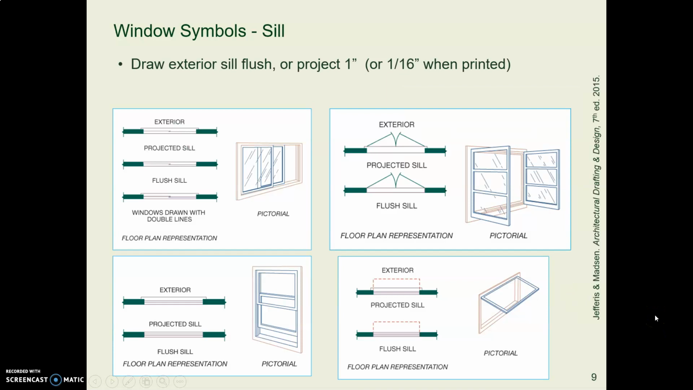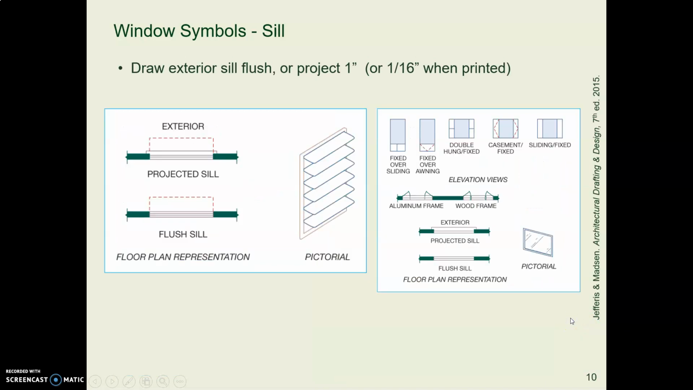If you're going with more representative symbols, you might want to represent the sill, and again, the sill is the horizontal piece underneath the window. There it is. There's a horizontal piece. That's the sill. And you might draw it flush, lined up with the wall, or you might draw it sticking out a little bit. Here are some more. Flush or sticking out a little bit.